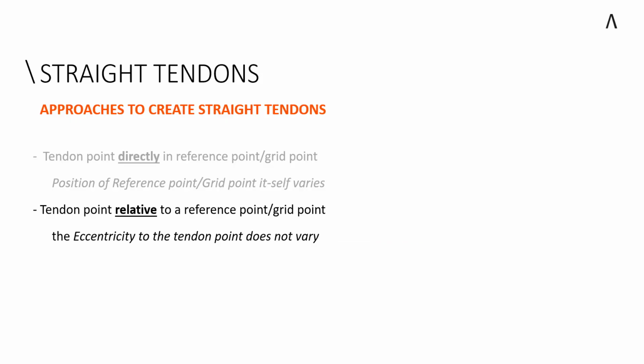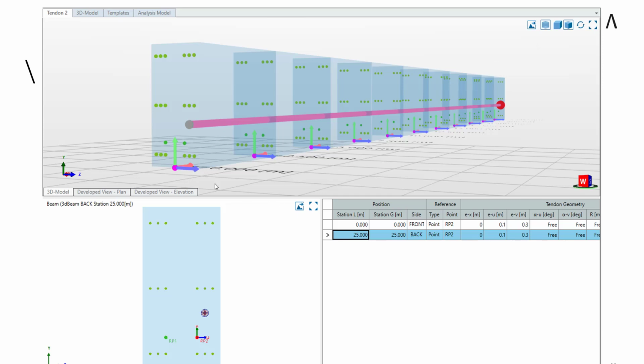The other approach is that it's not fitted directly on the reference point, it's fitted in relation to the reference point or to the point grid. That means I have the reference point, I apply an eccentricity to each station, and I get the tendon point out of it, and out of these tendon points I get the tendon alignment calculated. It looks quite the same.